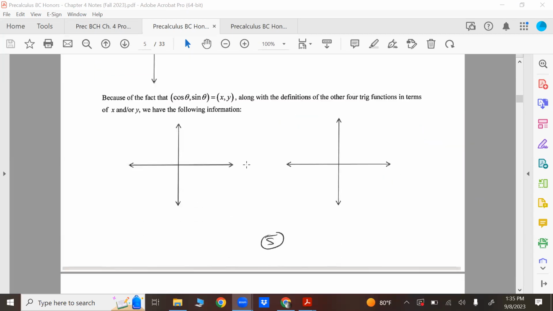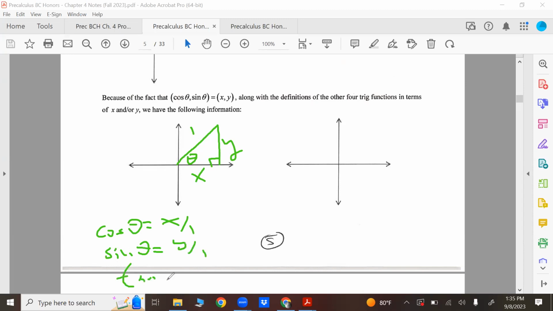So again, because cosine theta and sine theta are x and y, along with the definitions of the other 4 trig functions in terms of x and y, we have the following information. If this is theta, and that's x, and that's y, and that is 1, then cosine theta has to be x over 1. Sine theta has to be y over 1. Tangent theta has to be y over x, and so forth.